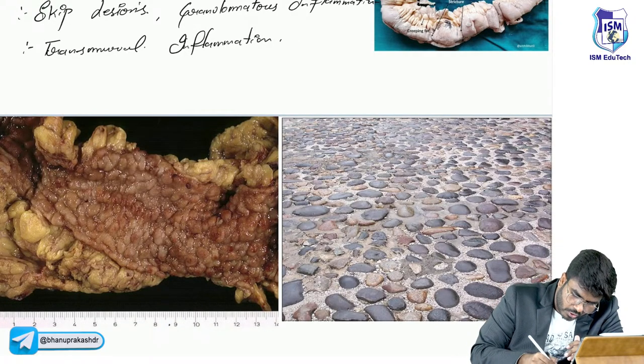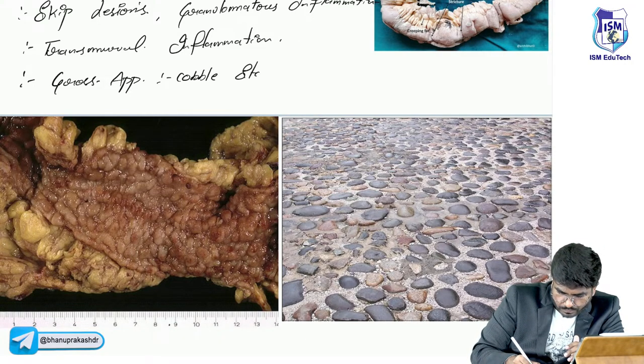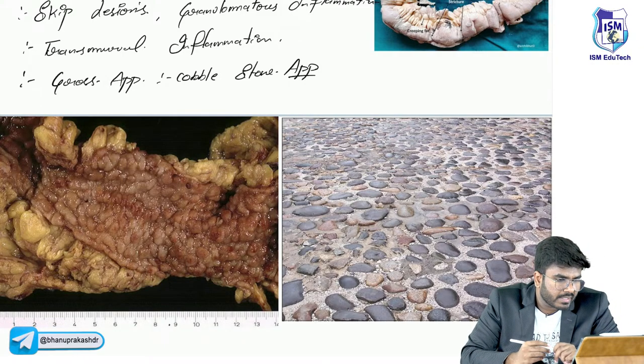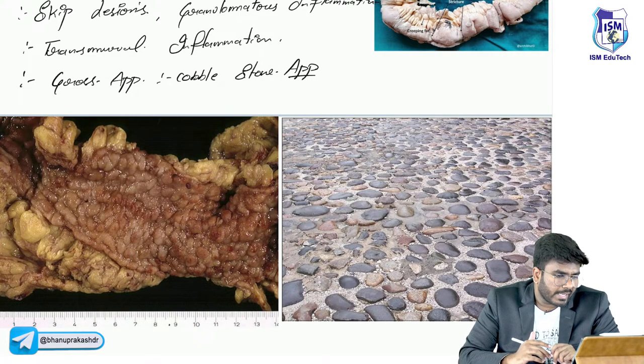Okay, what is the gross appearance? Cobblestone. A cobblestone appearance is going to be seen, transmural involvement is going to be seen, the least commonly affected site is the rectum, and the most commonly affected site is the ileum, sir. Ileum. Okay, next. What else?